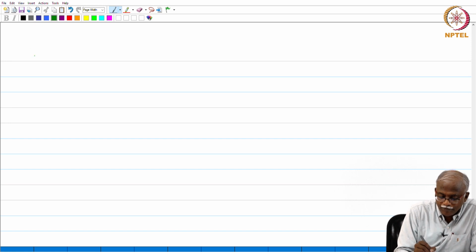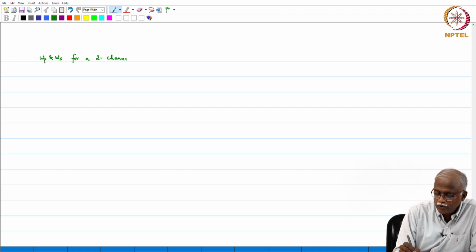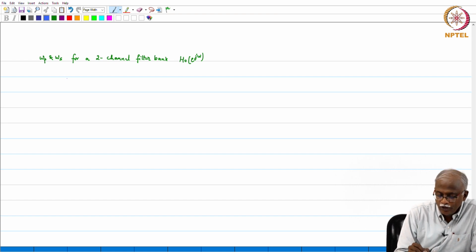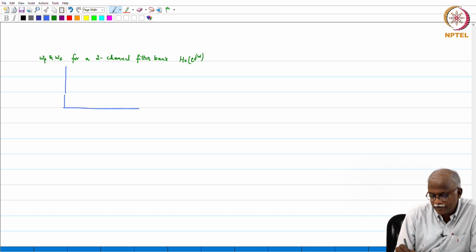So here is the observation: the omega p and omega s for a two-channel filter bank, H naught E of j omega. So H naught E of j omega is a filter being designed for this. Notice that there is a stop band edge that we have to worry about. So flatness constraint, and then a stop band edge, and then there will be some ripple.